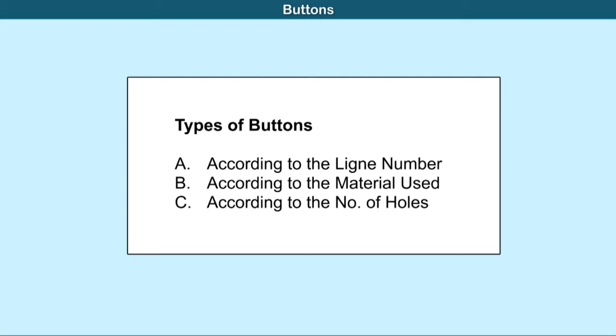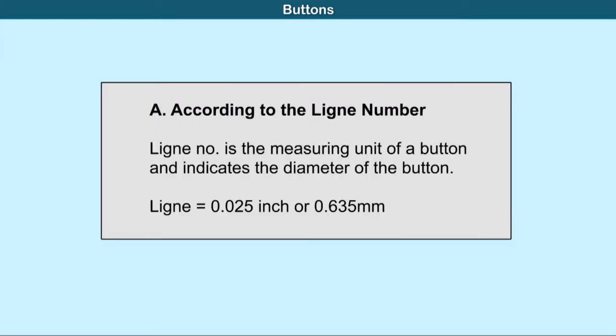Now here I am going to discuss garment buttons and their types. Types of buttons used in garments. In the apparel industry, buttons are normally classified according to the size, materials, and holes. By this way, buttons are as follows: according to the line number, according to material used, according to number of holes.